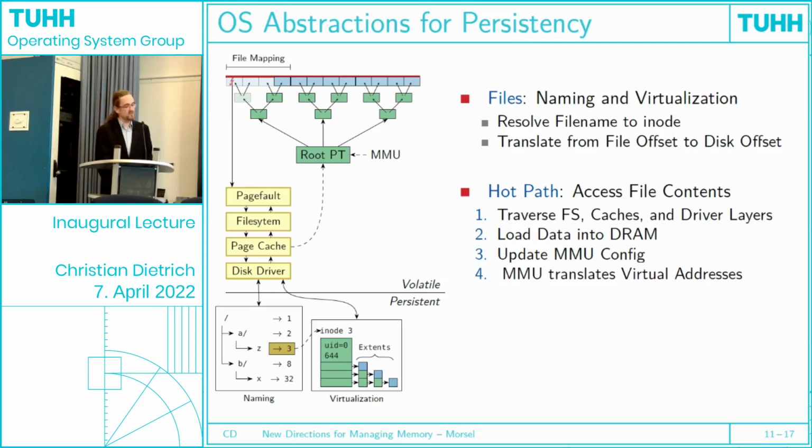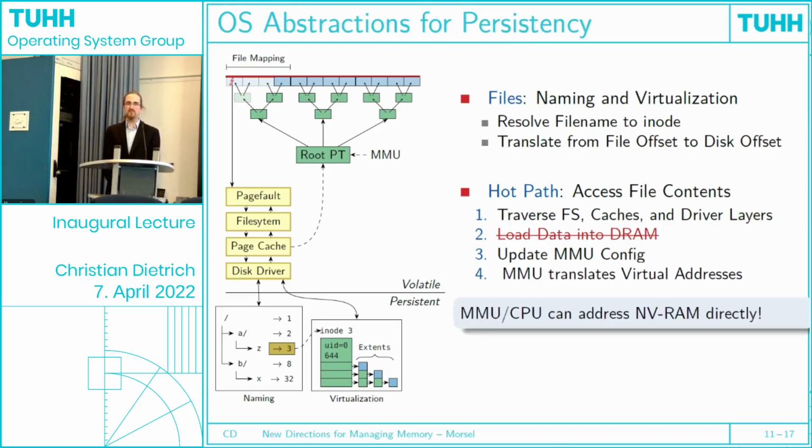When you now, in this classical view, want to access some data, what you do is you ask the operating system, please bring in the data. Then the operating system traverses the file system, asks its caches, goes to the driver, goes to the disk, and the disk then loads the data from its persistent storage into the DRAM, because there is a gap between the disk and the DRAM. We already talked about it. Then the operating system updates the NVMe configuration and presents this physical data to you. And then you can access the data. So this is the hot path for bringing in data to the user.